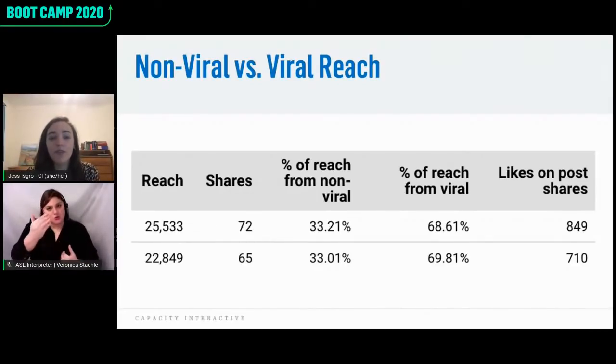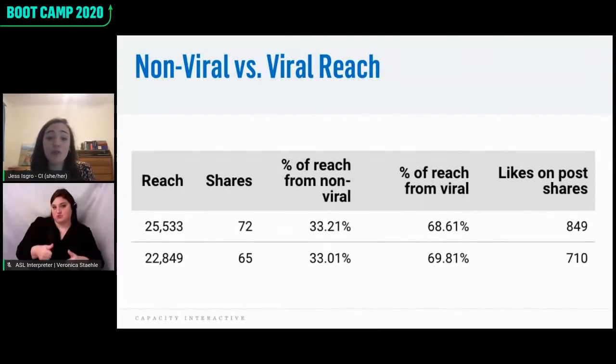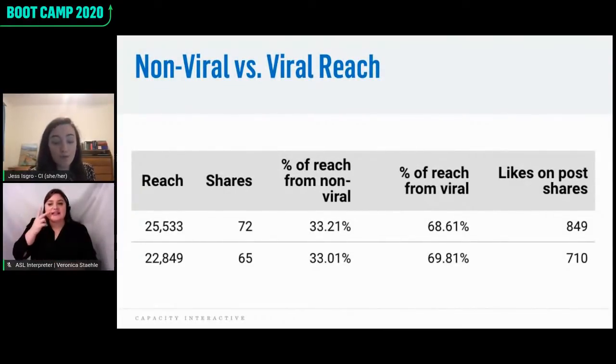So let's look at one of the examples here. Up at the top, this is showing data for 2 different posts. We'll take a look at the first one. In the left-hand column, you have the total number of reach. So we have about 25,000. The number of shares on that post was 72. So if you're only looking at those first 2 columns of data, you might say, I don't really know if this was shared a whole lot. For 25,000 reach, only 72 people shared.